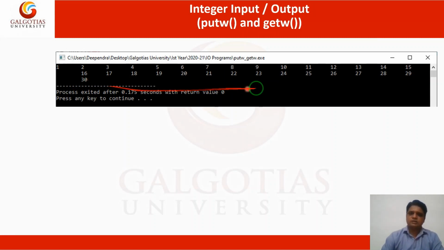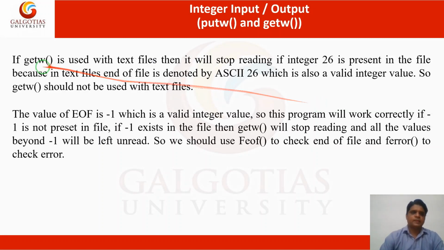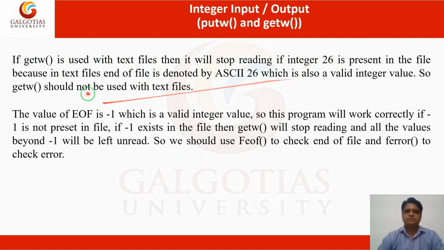But the major important point here is 26. 26 is basically the pointing operation for end of file. So if we are going to create a file in text format, txt format, then the file will end here at 25. See, if getw is used with a text file, then it will stop reading if the integer 26 is present in the file, because end of file is denoted by ASCII 26.